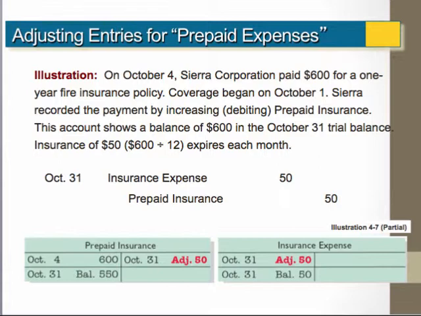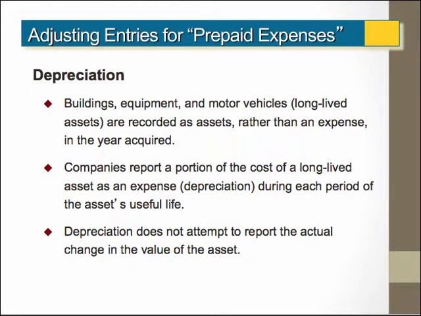We reduce the prepaid insurance by $50 by doing a credit, and we increase the insurance expense account by $50 by doing a debit. Another deferred expense that we need to make adjusting journal entries for is when we acquire long-term assets such as buildings, equipment, and motor vehicles.